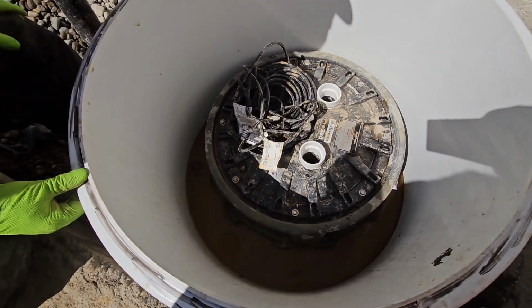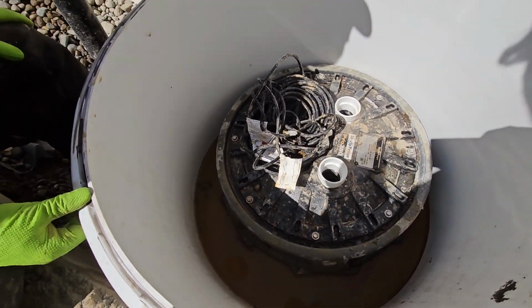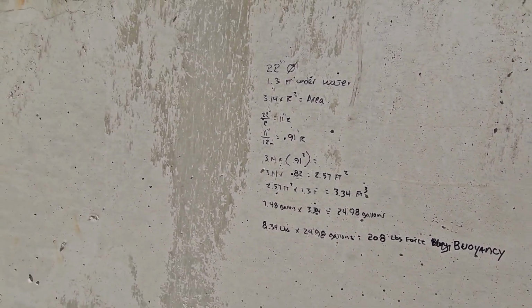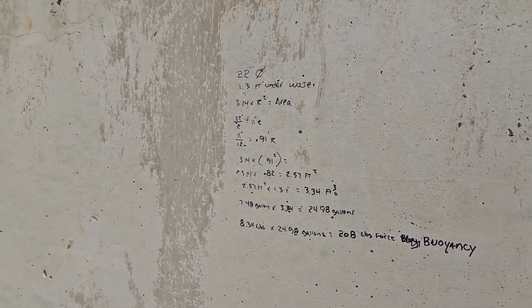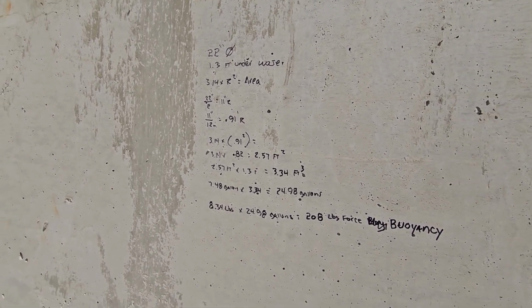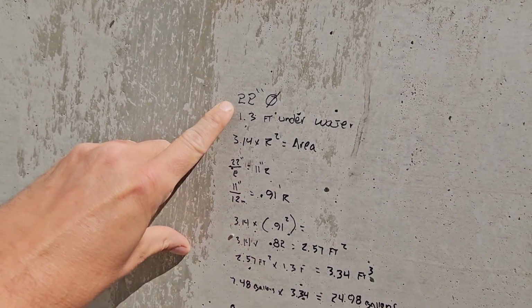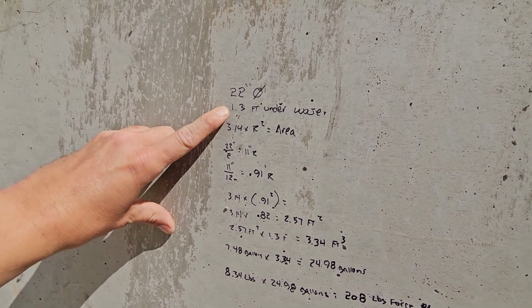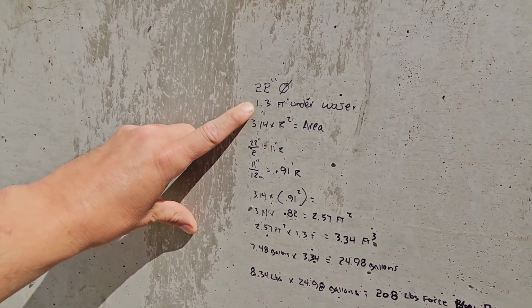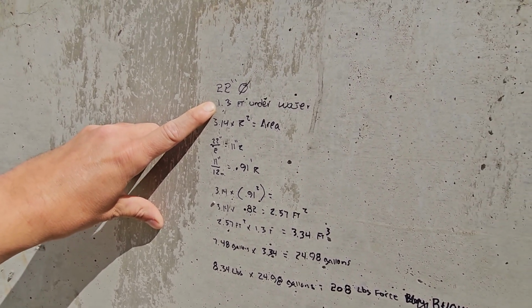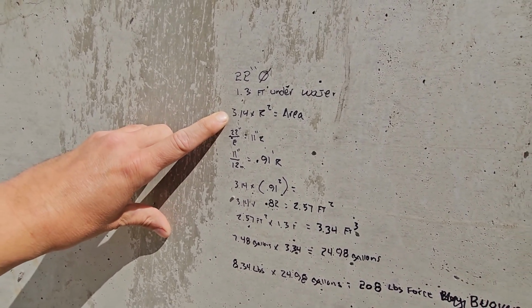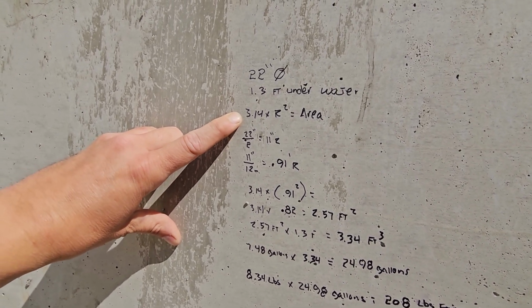And if you're wondering what kind of buoyancy force is pushing on that, we've done some calcs, and buoyancy force equals the weight of the water displaced. So the volume of the basin times the weight of the water, and this is how we figured it out. We had a 22-inch diameter basin, and the portion of that basin that is underwater continually is 1.3 feet in height. So we find the area, which is 3.14 times r squared.